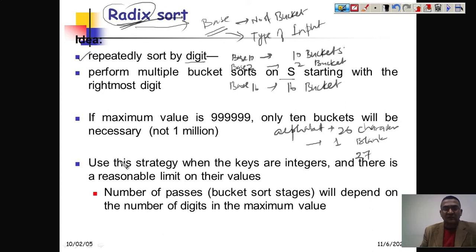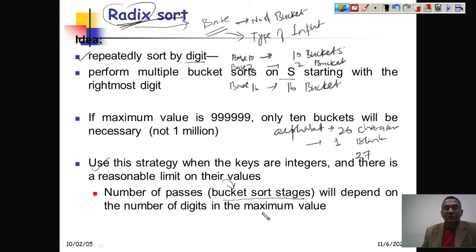So how does it actually work? Use this strategy when the keys are integers and there is a reasonable limit on the values. But keep in mind, whenever we talk about non-comparison based sorting, it is only effective when the range is small; only then will it be a good choice to use Radix sort for sorting. Number of passes, or you can say the bucket sort stages: the number of passes refers to how many times you need to apply the bucket sort stage. It depends on the number of digits in the maximum value.